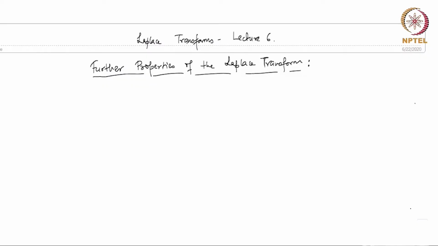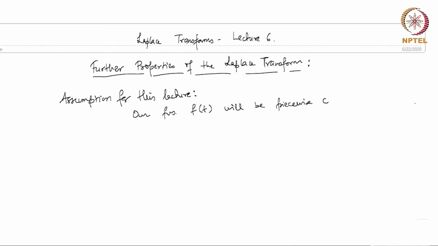So let us continue our study of the properties of Laplace transforms. Now in this lecture I will make this assumption. So this is an assumption for this lecture. So we assume that our functions f(t) will be piecewise continuous on the interval 0 to infinity and of exponential order.